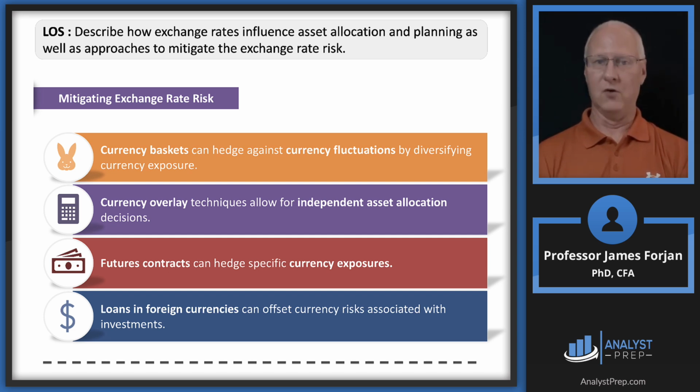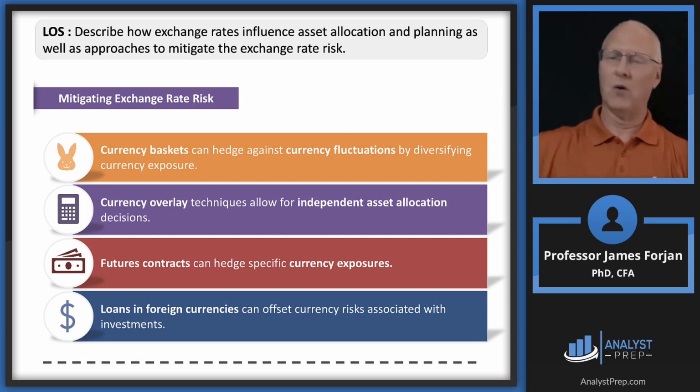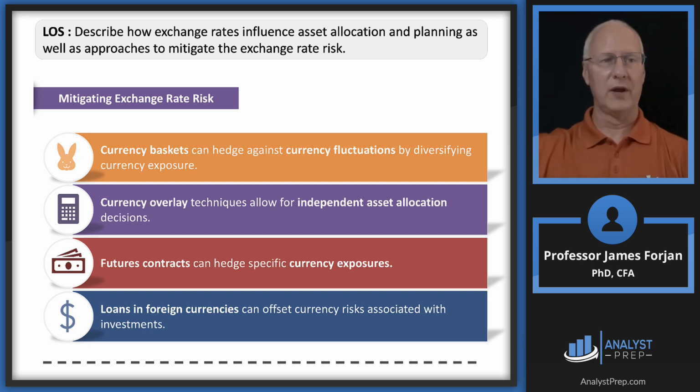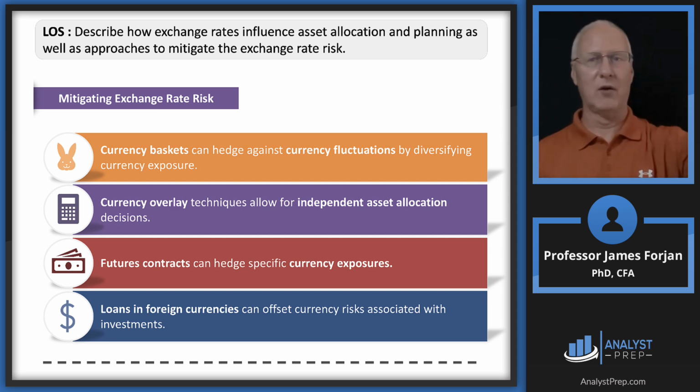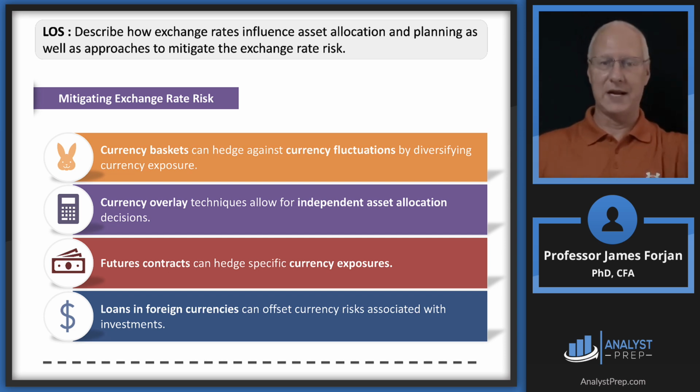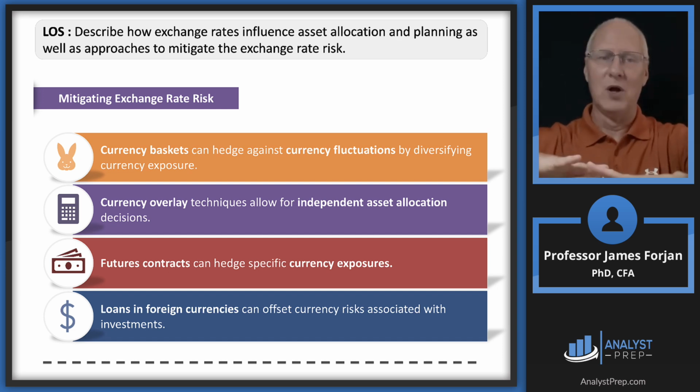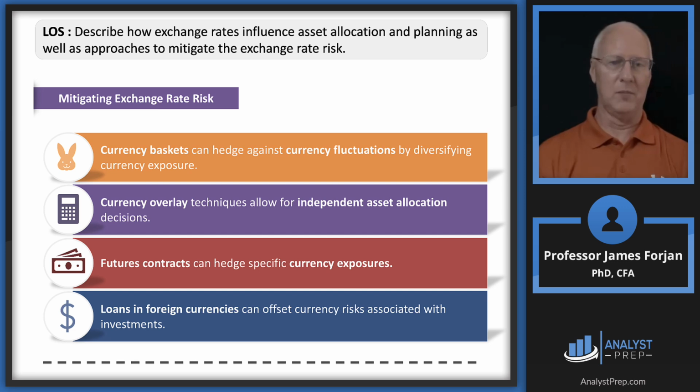Now we can overlay our currency technique. We can say, you know what, we're going to invest 6% of our wealth over here in Europe, and 4% of our wealth over here in Canada. So we're going to overlay those. Those are independent asset allocations, and that's going to couple with what we did in the orange above.